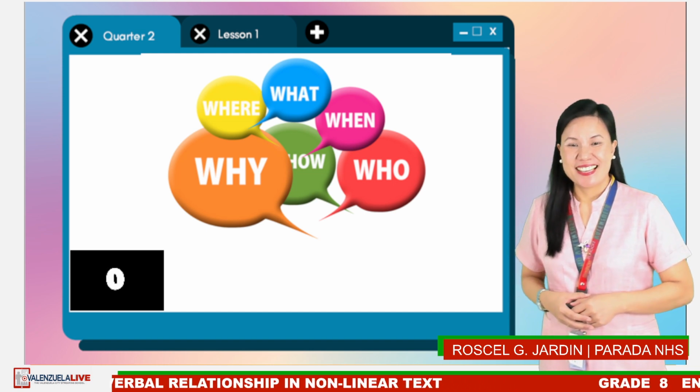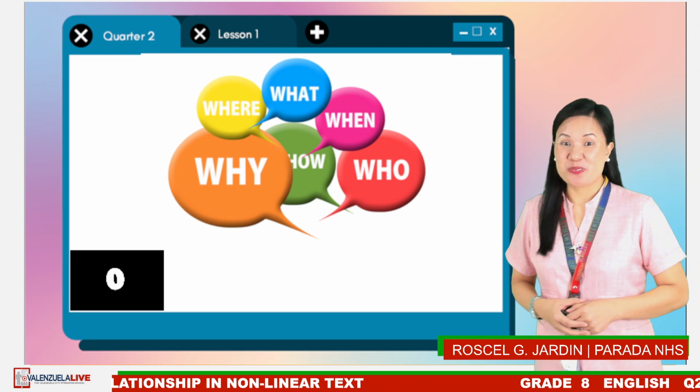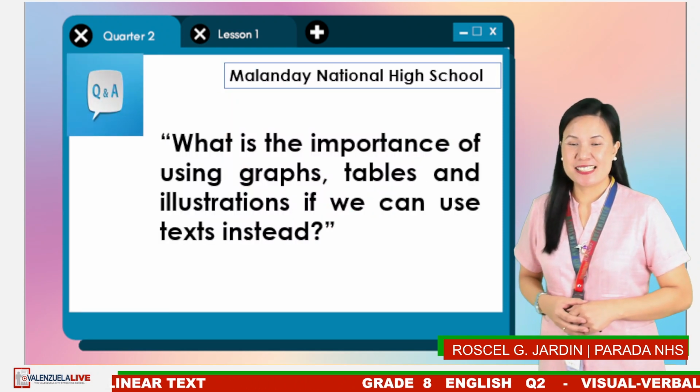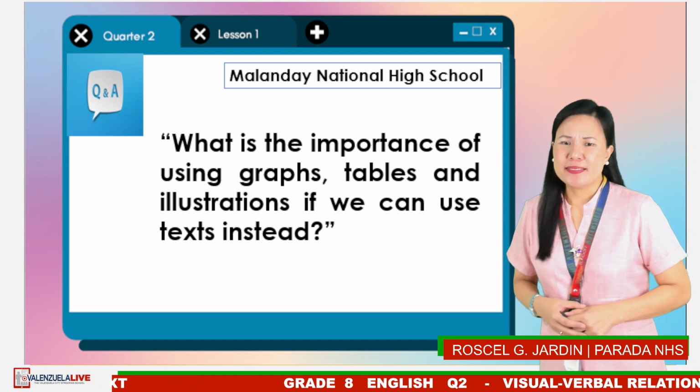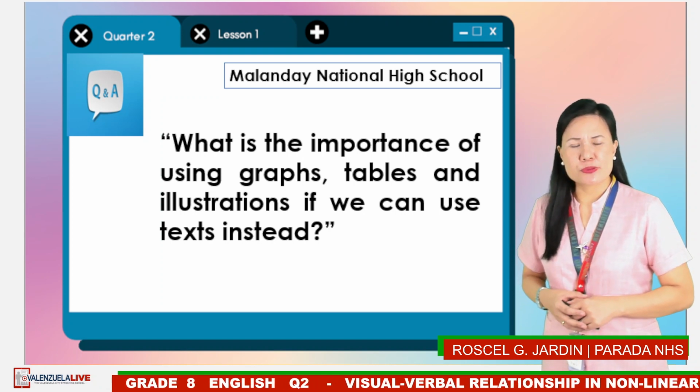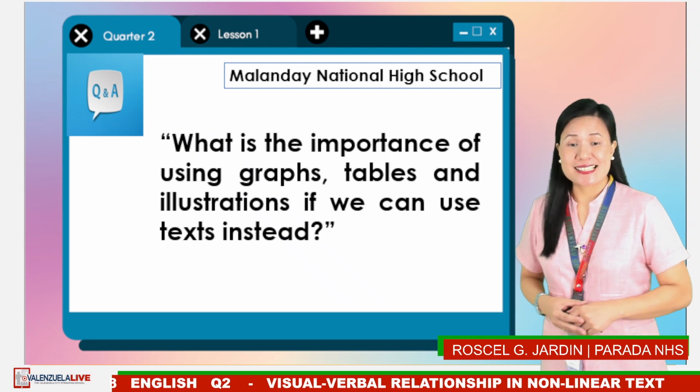Time's up. Let me read the first question from Alanday National High School. The question is, what is the importance of using graphs, tables, and illustration if we can use texts instead?